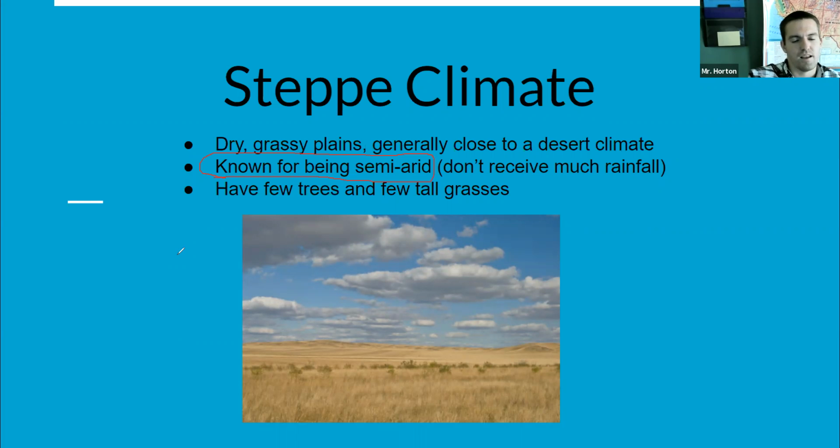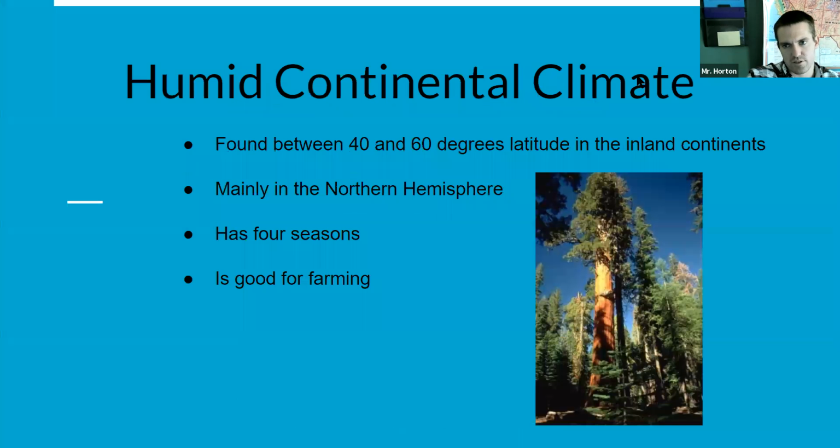Thank you. All right, so our next climate is going to be the humid continental climate. This is the climate that we are actually located in here in Ohio. We're just going to say it has 4 seasons: spring, fall, summer, and winter.